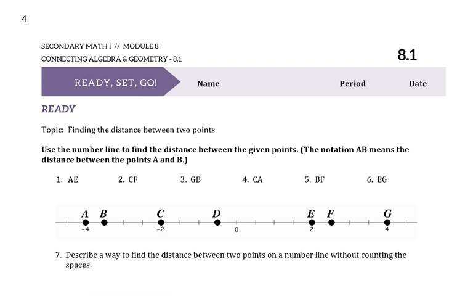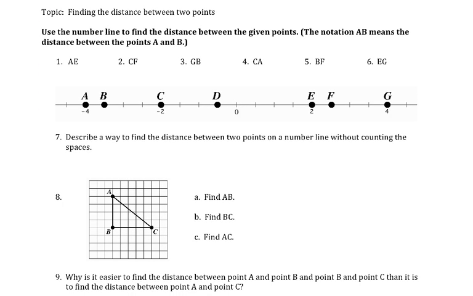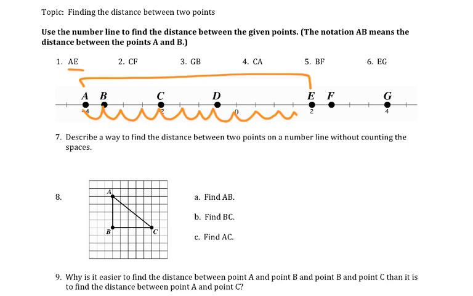Alright, Math 1, let's look at this homework 8.1. So the first thing to do is to find the distance between 2 points. So, AE. A is right there, E is there, so we can basically count 1, 2, 3, 4, 5, 6, 7, 8, 9, 10, 11, 12. So that would have a distance of 12.